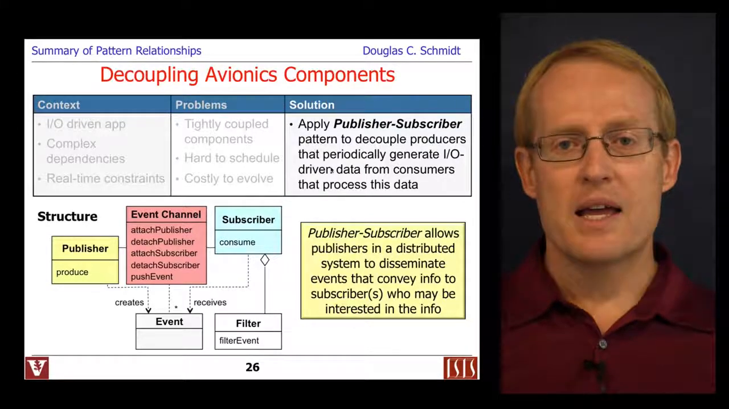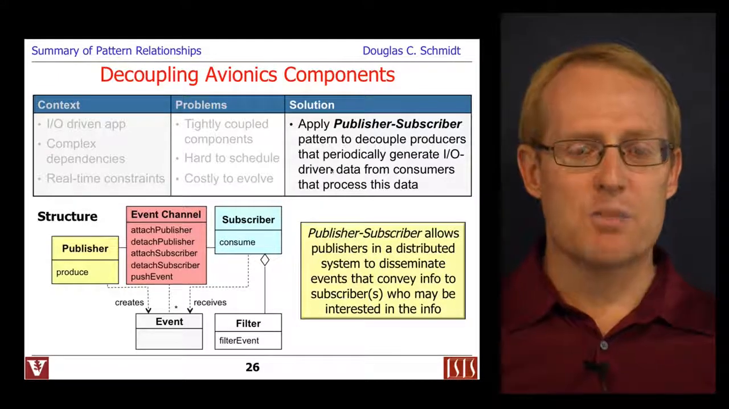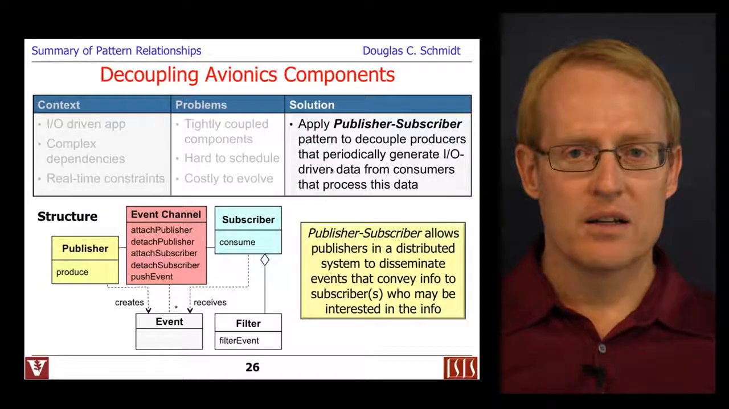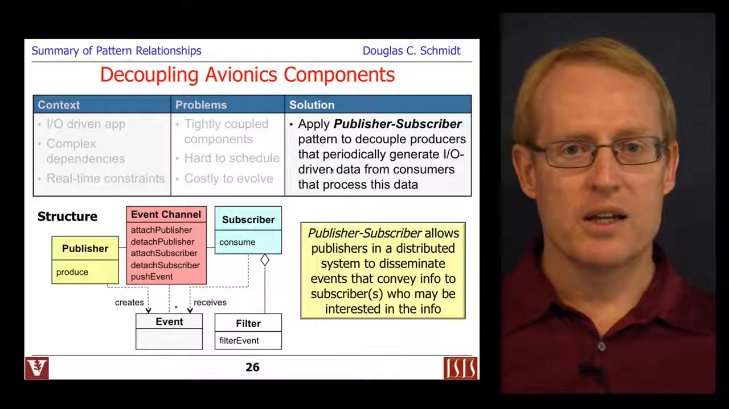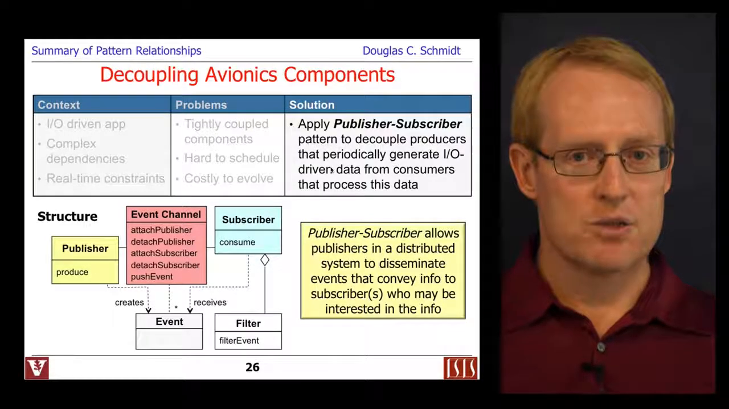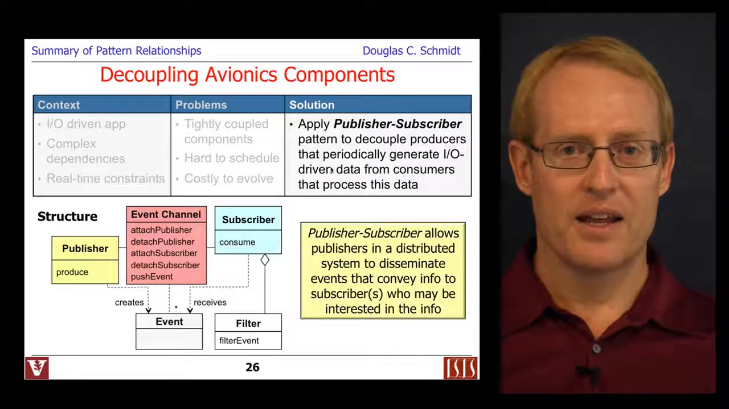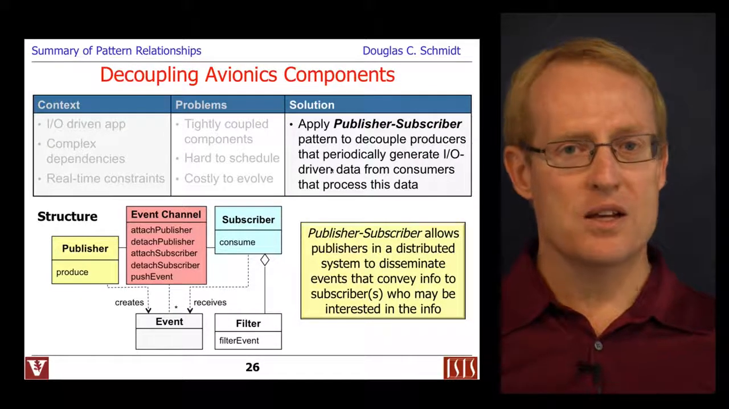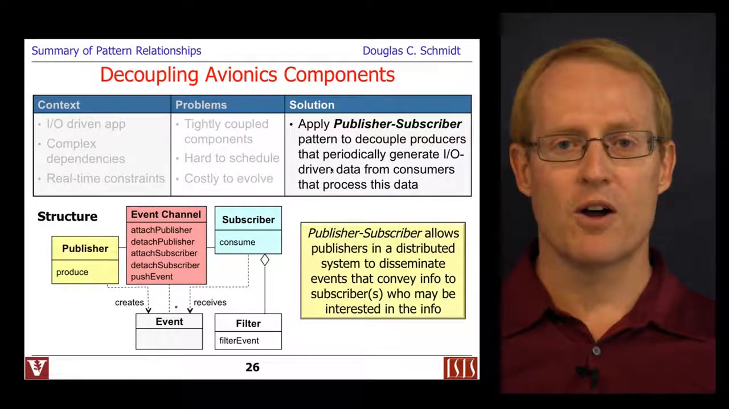Now, it turns out that that particular pattern is responsible for disseminating events or data between various publishers and subscribers in a way that allows the subscribers to receive the events that they've registered their interest in and allows the implementation of the pattern to be selective in how it disseminates that information and decoupled, most importantly of all.